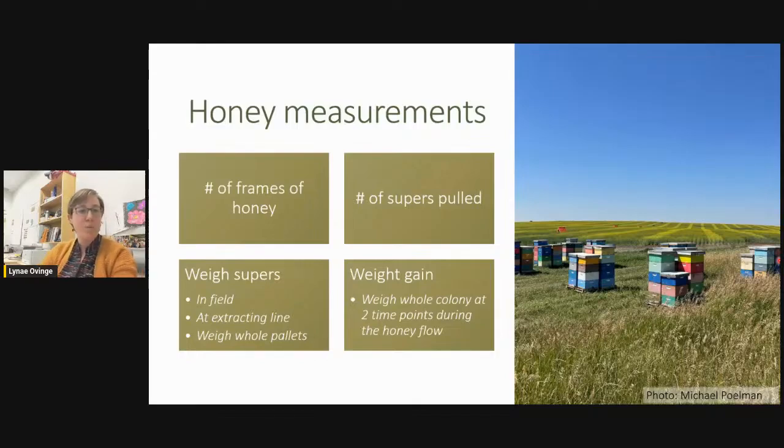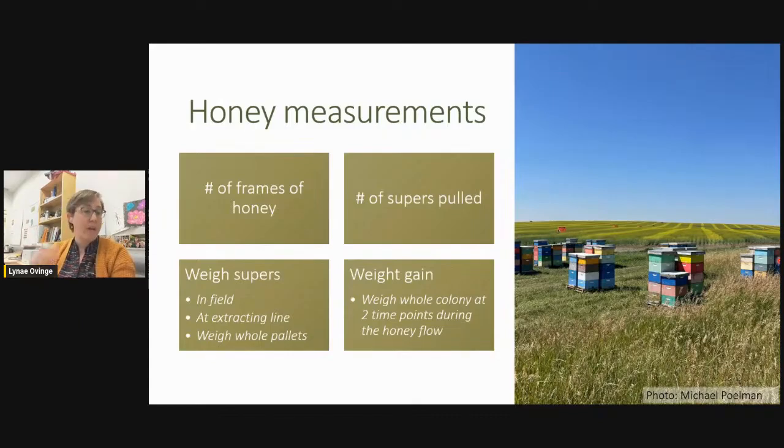Now, I don't know if you people in Manitoba are like the people in Saskatchewan, where you're pulling 6 supers off at a time. Then this measurement is going to be crap for you. But if you're only getting 1 or 2 and you go early in the honey flow, it's pretty easy to say, oh yeah, 3 frames of honey, 6 frames of honey, and so on. Another measurement, if you're doing it off larger numbers of hives, can just be how many supers needed to be pulled from those yards.